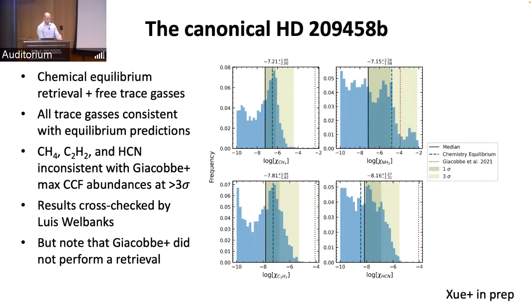So we're not really sure what to make of this tension. The only thing I can note is that the previous high-res results did not perform a retrieval, so these are abundances they predict that give the best cross-correlation signal in their data, but we don't see those. And so I think a joint study of these JWST data and those high-res data are needed to really identify whether those molecules are present just at lower abundances than they originally said.